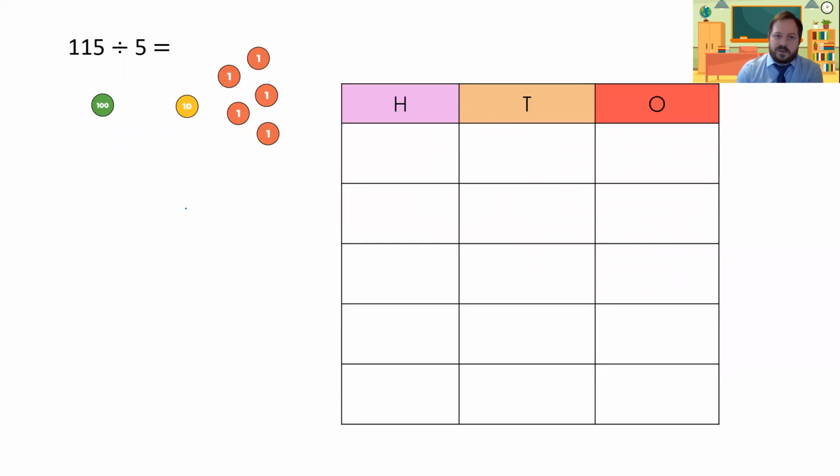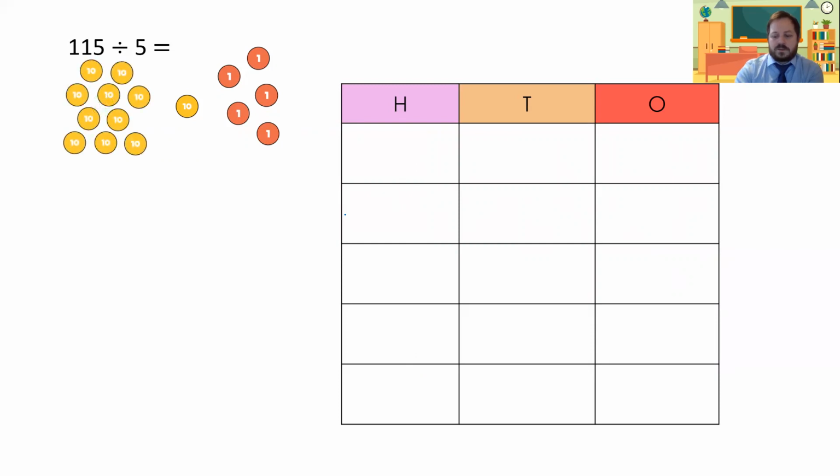Then we're doing 115 divided by 5. And this is an interesting one because first off, I've got 100. I can't fit 100 into each of these boxes. I can't physically have more hundreds in here.